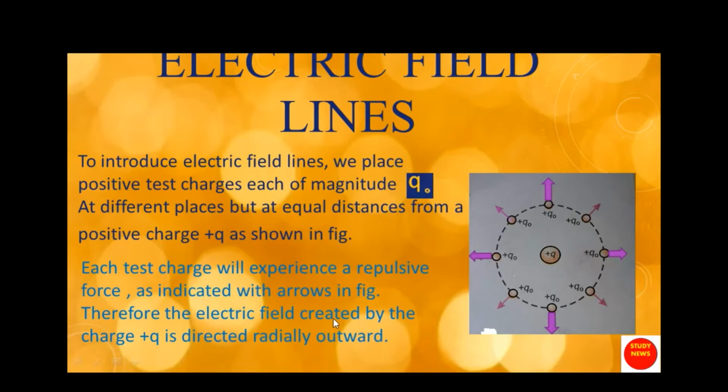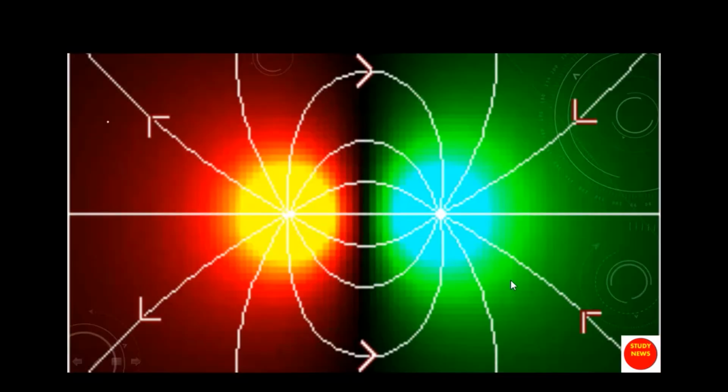Therefore the electric field created by the charge plus q is directed radially outward. So it is showing that the electric field created by this positive charge is directed radially outward, and this charge will repel this point charge radially in this direction, and it will repel that charge in that direction, and in the same outward radial manner it will repel all of these point charges.